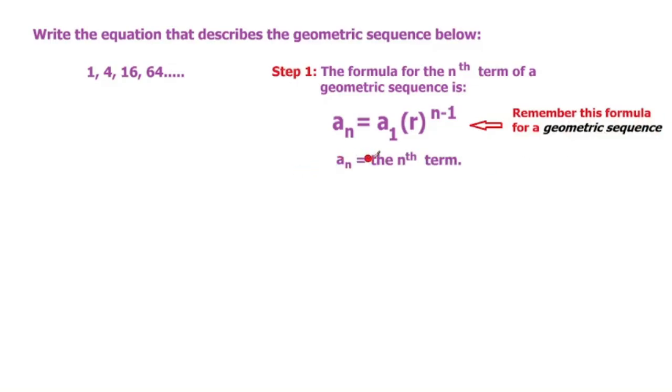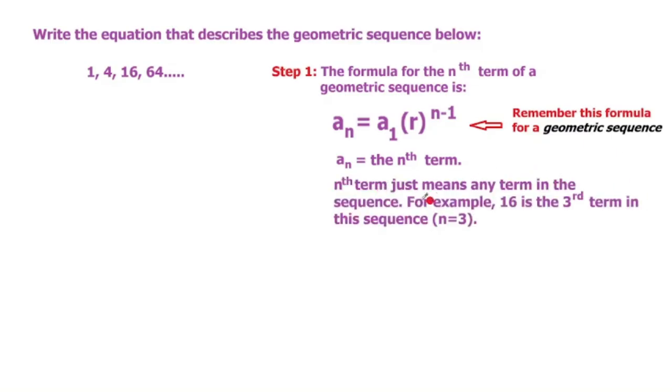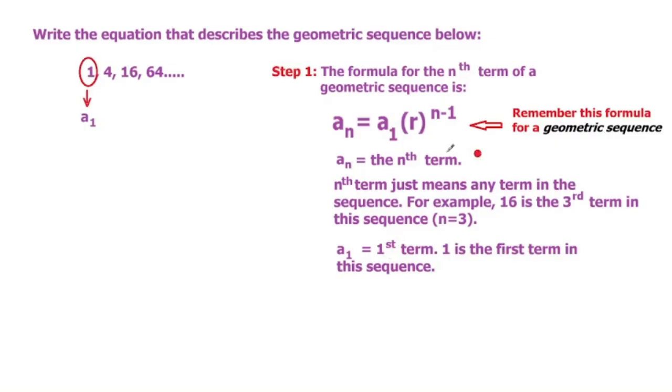So a_n just means the nth term. For example, the nth term just means any term in the sequence. So for this example, 16 here is the third term in the sequence. That means n equals 3 here, which means the third term in this sequence is 16. Okay, that's all it means. So a_1 is the first term in the sequence, and here, this is our a_1.